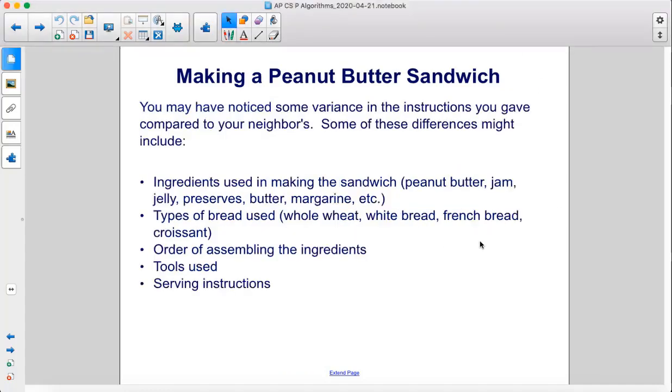You may have noticed some variance in the instructions you gave compared to your neighbors. Some of these differences might include ingredients used in making the sandwich: peanut butter, jam, jelly, preserves, butter, margarine, etc. Types of bread used: whole wheat, white bread, French bread, croissant. Order of assembling the ingredients, tools used, and serving instructions.